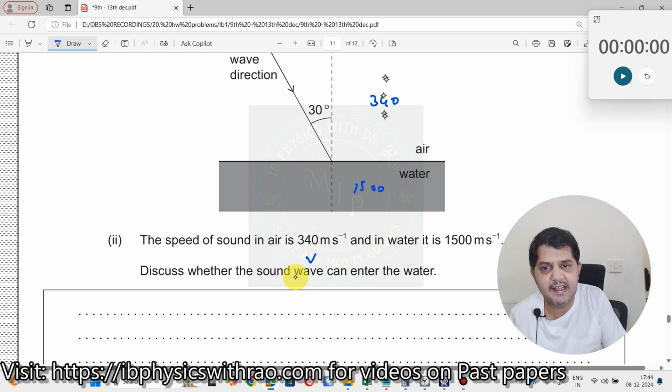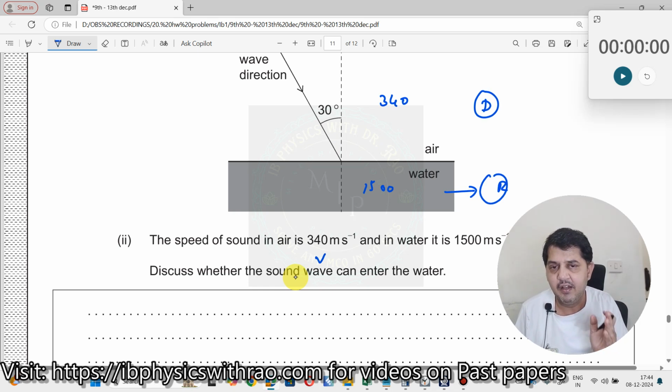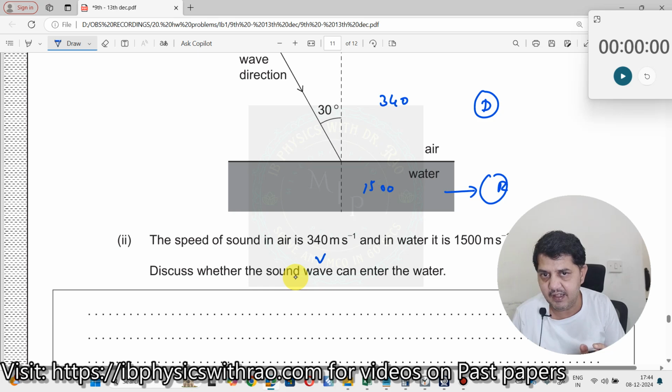This speed is larger than this one. Which means what? This is your rarer medium and this is your denser medium. How do you classify rarer and denser? When the speed of the signal is higher, that is called a rarer medium, and when the speed of the signal is lower, that is called a denser medium. So in case of light, air becomes a rarer medium and water becomes a denser medium, and here it is the opposite of it, right?